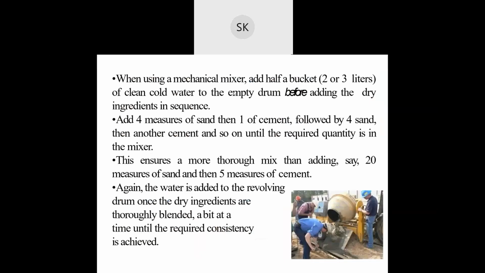When using a machine mixer, add half a bucket of clean cold water to the empty drum before adding the dry ingredients in sequence. Add 4 measures of sand, then one of cement. That is, it is using 1 is to 4, followed by 4 sand, then another cement, and so on until the required quantity is in the mixture. This is the mixture they use for preparing the sand mortar or concrete. This ensures a more thorough mix than adding by hand. So this machine can also be used for mixing.